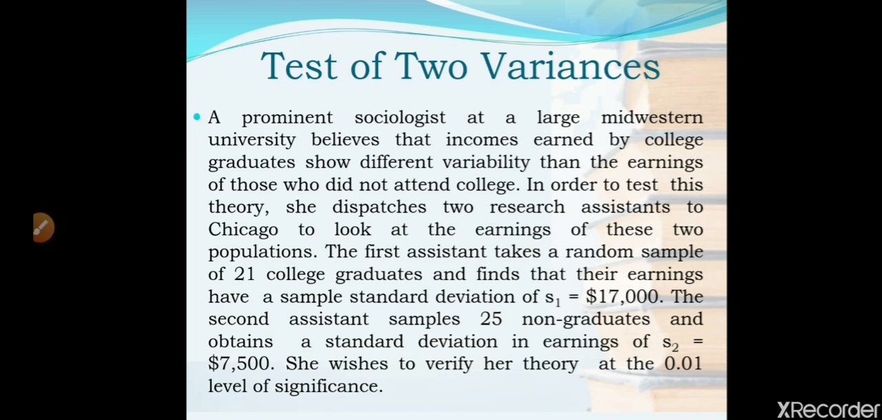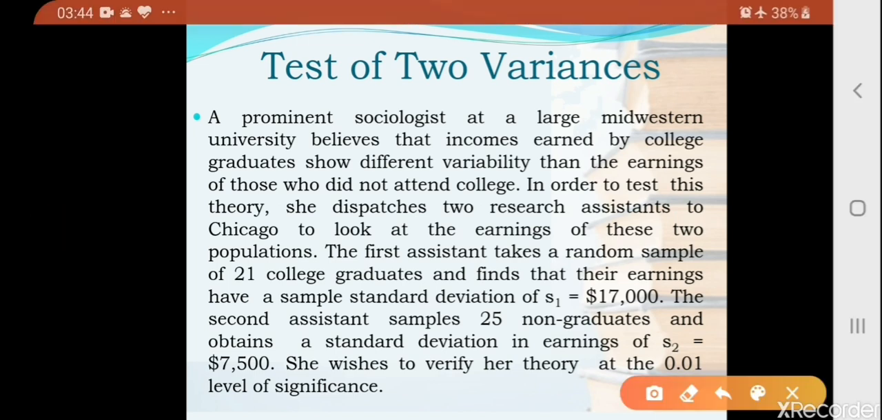A prominent sociologist at a large Midwestern university believes that incomes earned by college graduates show different variability than the earnings of those who did not attend college. For that, she took samples. The first was from 21 college graduates with a standard deviation of $17,000, and the second was from 25 non-graduates with S2 equal to 7,500, and she wishes to verify her theory at a level of significance of 0.01.